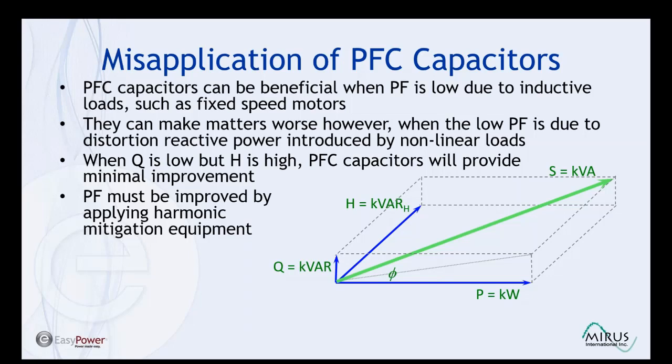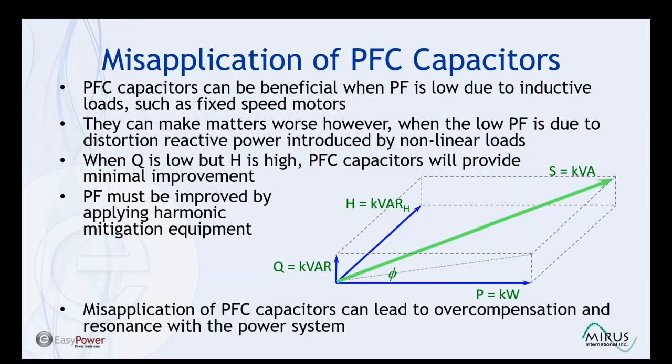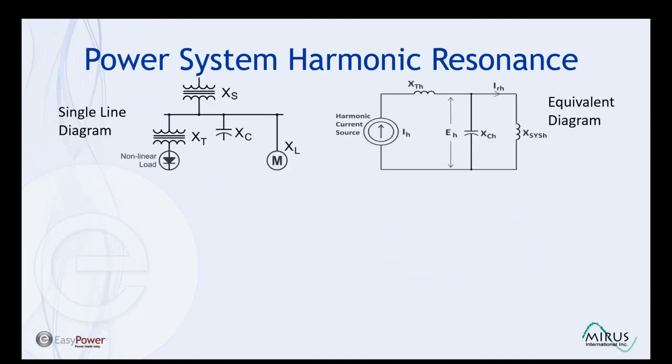Power factor in this case must be improved by applying harmonic mitigation equipment. And misapplication of power factor correction capacitors can lead to overcompensation and resonance with the power system. Power system resonance occurs when inductive and capacitive elements have the same impedance value at a harmonic frequency that is present on the power system.